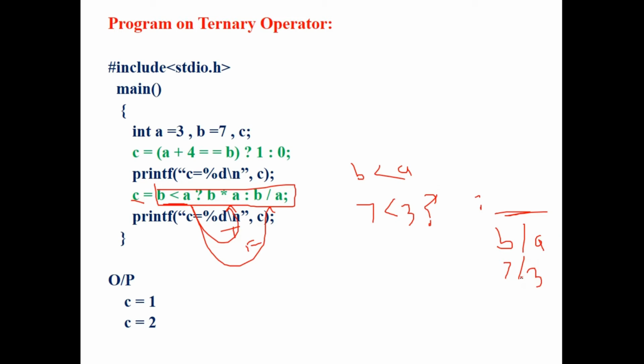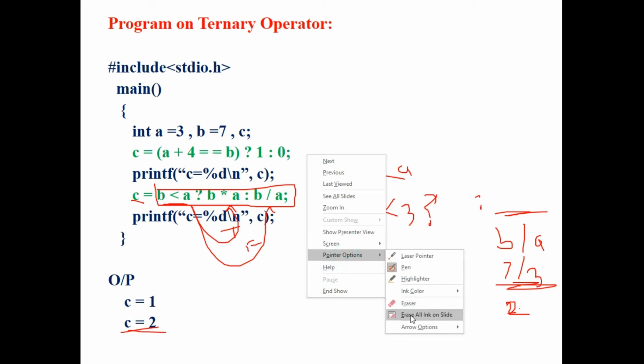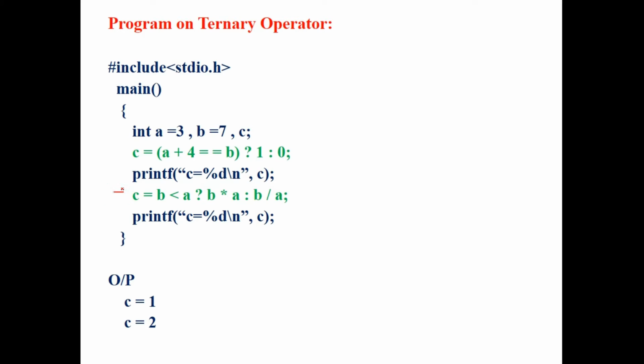It is 3 2s are 6, 2 point something, but your calculation is on integer values, so you will have only the value 2, and this will get stored in your variable c. So your c will be 2. So I think you understood now how your ternary operator gets evaluated. Here, as this expression is becoming false, the value after the colon is evaluated, and here your expression is becoming true, so the value before the colon will be executed.